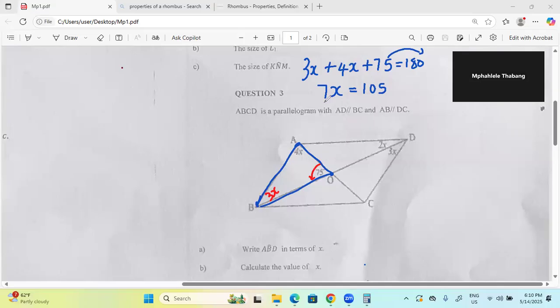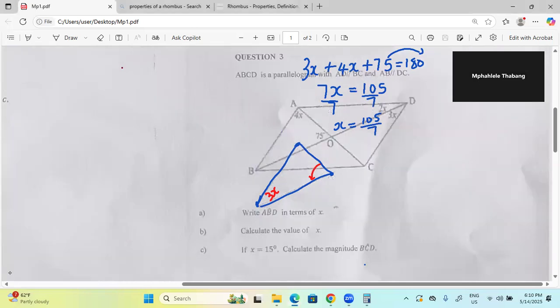So you now divide both sides by 7, sorry. x is equal to 105 over 7. I don't think 105 is divisible by 7. You just put it into decimal form, press it on your calculator and see what happens. You say 105 divided by 7. That is the value of x.